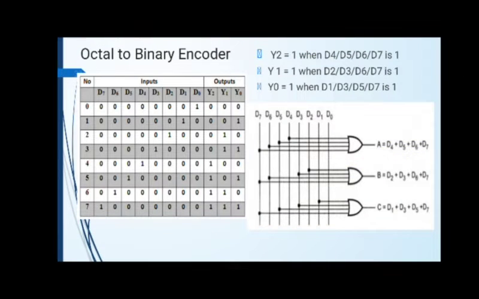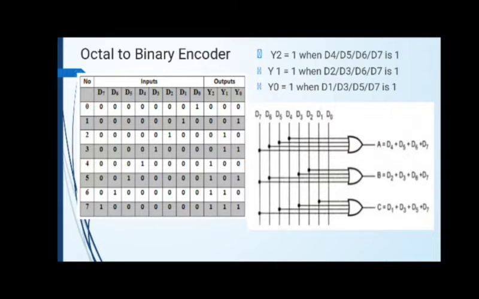Now let us discuss the working of an octal to binary encoder. In an octal to binary encoder, how many inputs will you have? Octal, so 8 inputs will be there, and 3 outputs will be there. Labeling the inputs, it can be I0, I1, I2 up to I7, or it can be D0, D1, D2, D3 up to D7. And the outputs are Y0, Y1, Y2, 3 outputs. You can use any representation for marking the inputs and outputs.